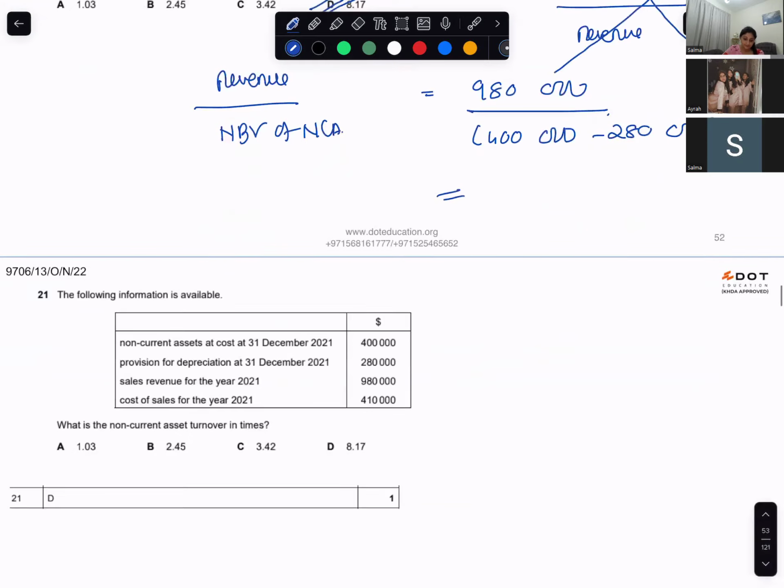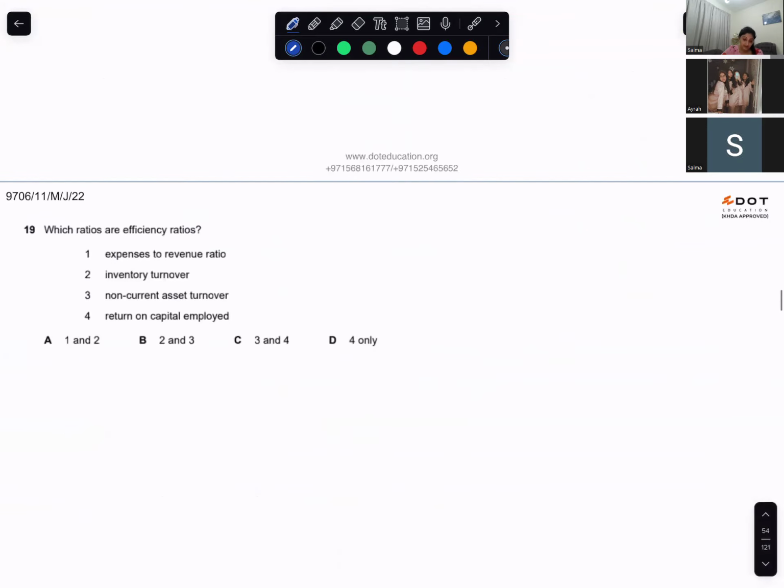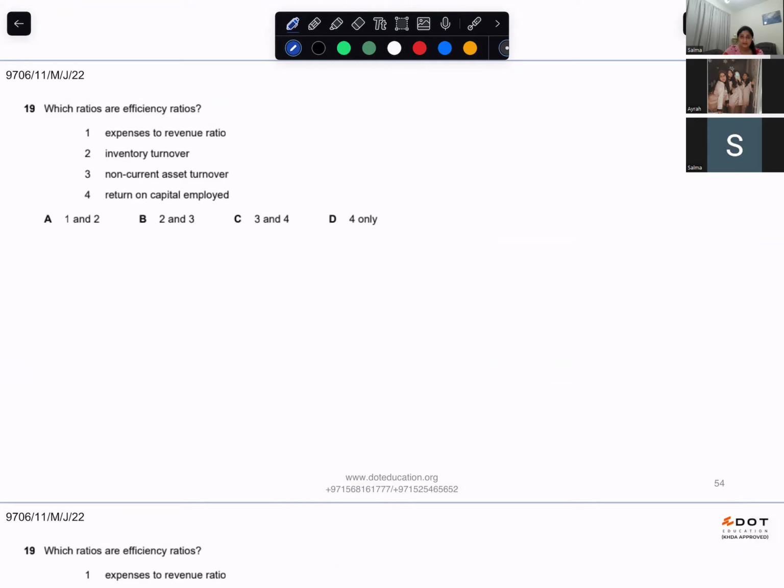Go to the next one. Which ratio is an efficiency ratio? Efficiency means how quickly you can collect money from your trade receivable turnover, trade payable turnover, inventory turnover, non-current asset turnover. Inventory turnover is correct. Okay, so 2 and 3.